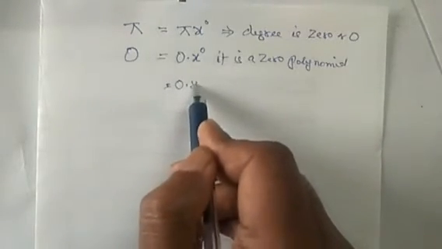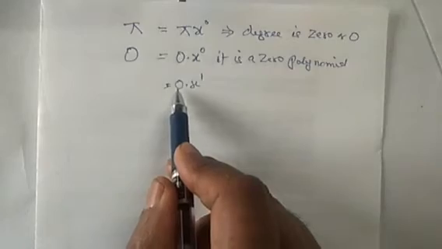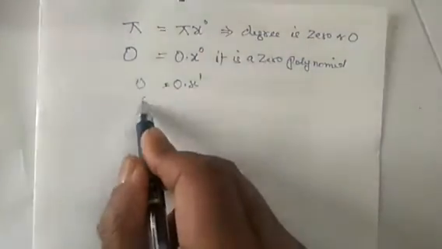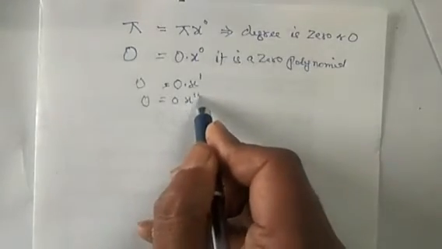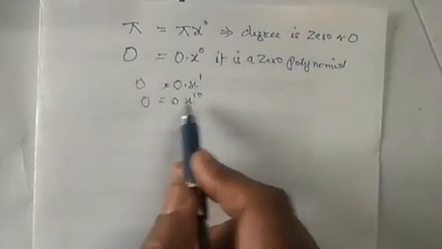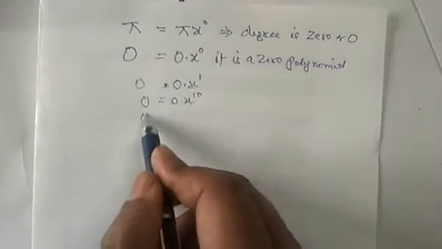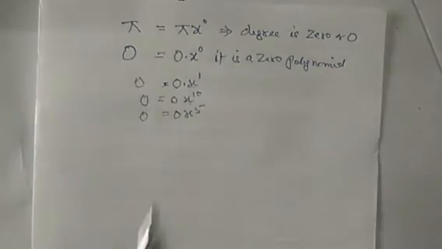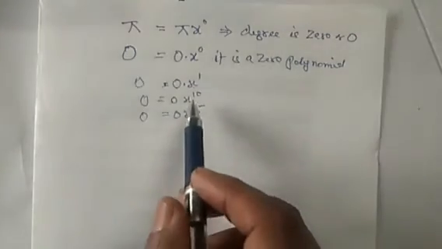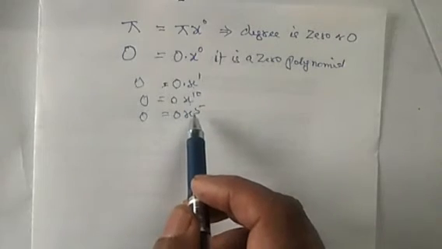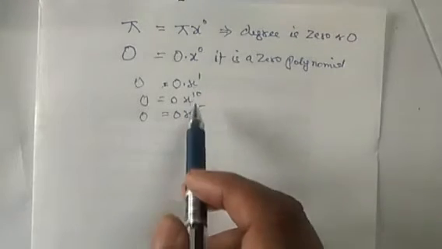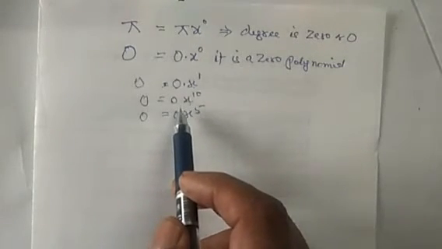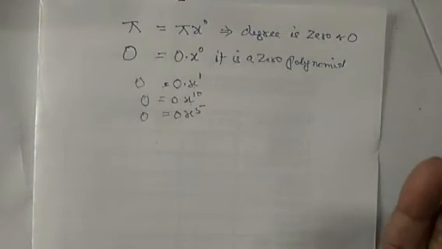x to the power 1, zero multiplied by any number gives zero only. Zero x to the power 10, whatever power it is, multiplied by 0, any number gives 0 only. Again I can write like this, 0 x to the power 5. Whatever be the power of the variable I take, and when I multiply by the constant 0, we don't know what will be the exact degree.